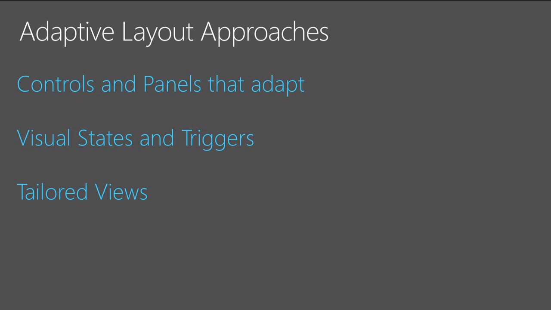There are multiple approaches. The XAML team has done an amazing job this release to build certain controls and panels that do it for you. For example, datetime controls or split view controls automatically modify their layout based on the device family they are on. The second way, there's a new concept called adaptive triggers, and you can use visual states to resize your application based on the target device you're executing on. And finally, you have tailored views.